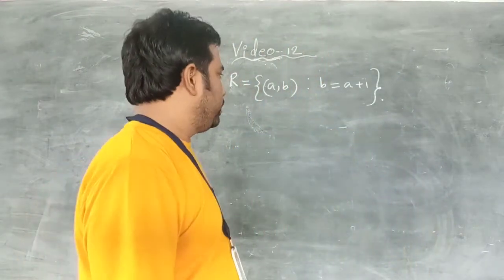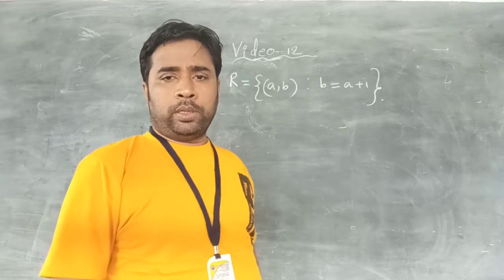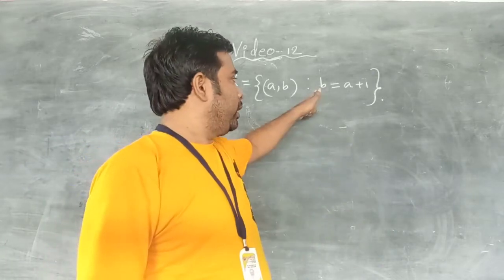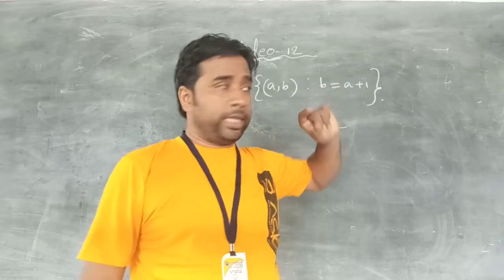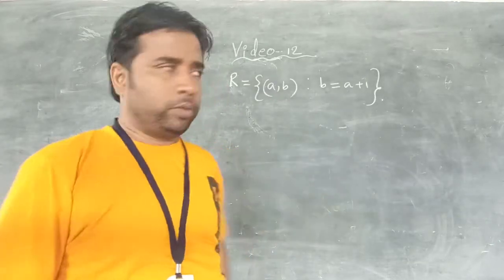That means, if we take 6 and 5, that means B is 6 and A is 5. So 6 equal to 5 plus 1, it is correct. That means 5 comma 6 is in R. But the reverse is not true.